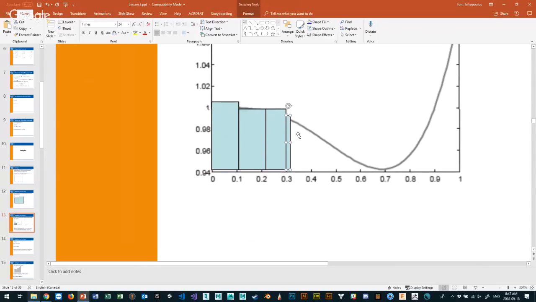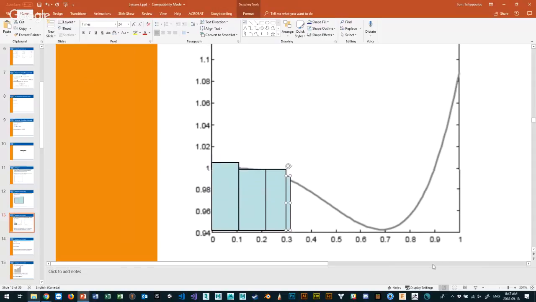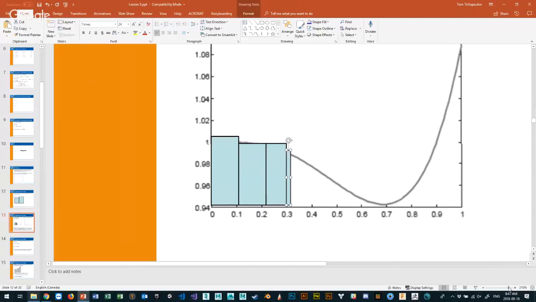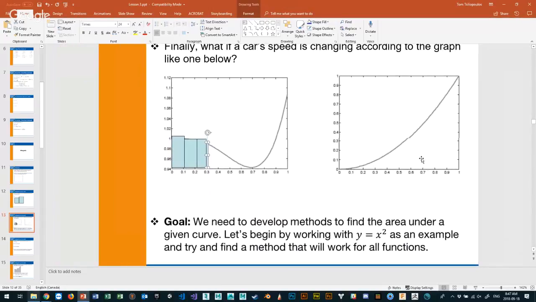To kind of find the rough area. And it would be pretty close, especially when it comes to carpentry, it would probably be close enough. Okay, that's the answer. So this is one way of doing it, but really not a great way. It's not very accurate. So we need to develop some kind of method to find the area under the curve.